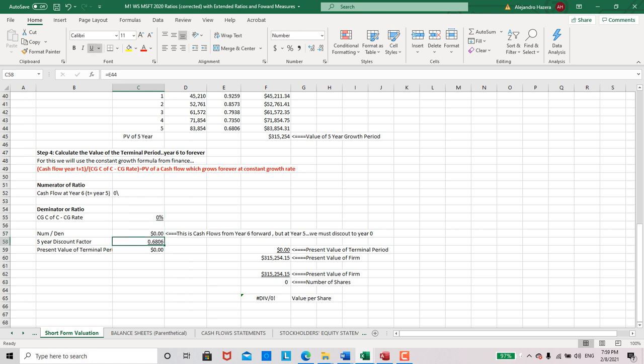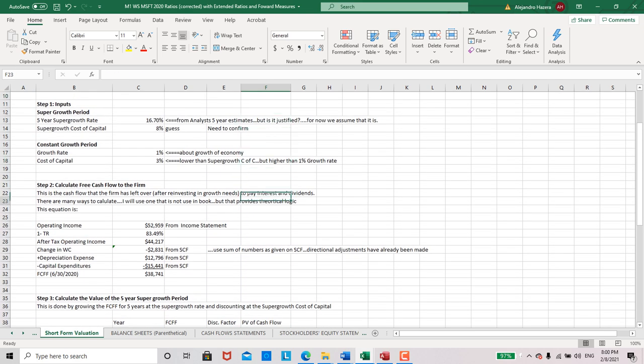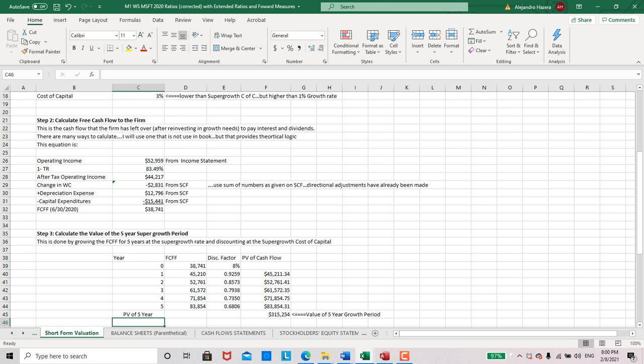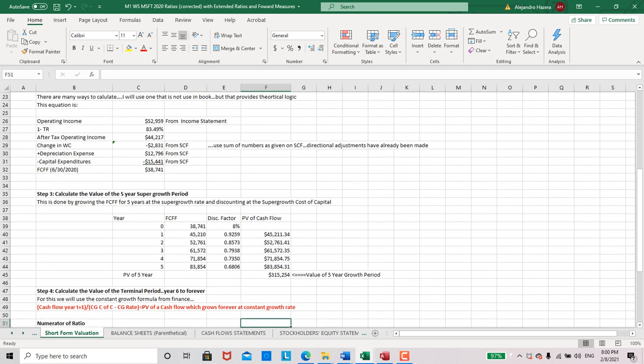Okay, this is Professor Hazera to finish the fourth of the ratios we're doing, in this case, doing a quick valuation of a firm. We had the first three ratios covered the inputs, the calculation of free cash flow at 38,741, and finally the calculation of the value of the super growth period at 315,254.